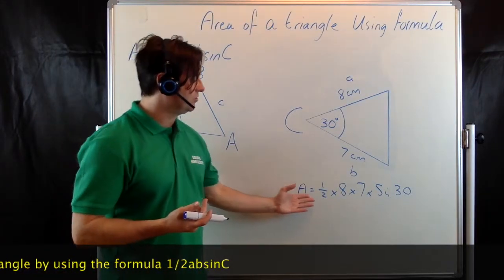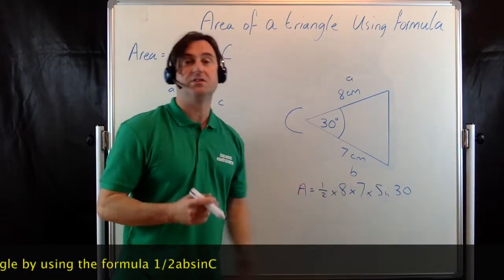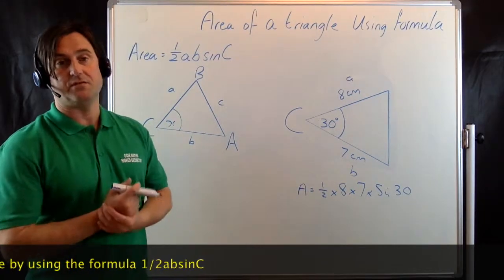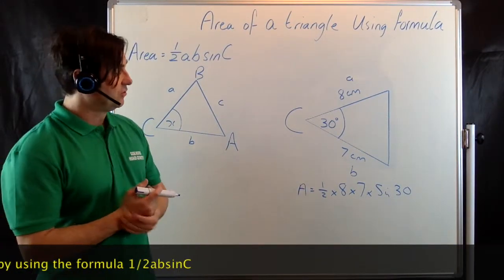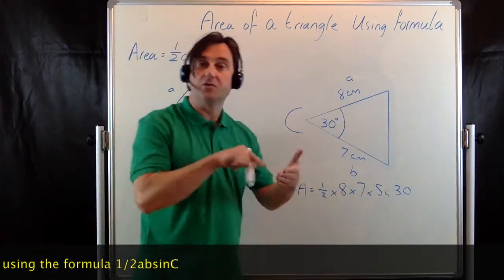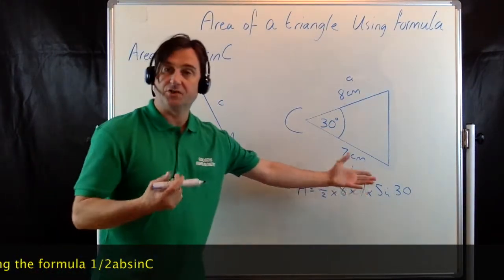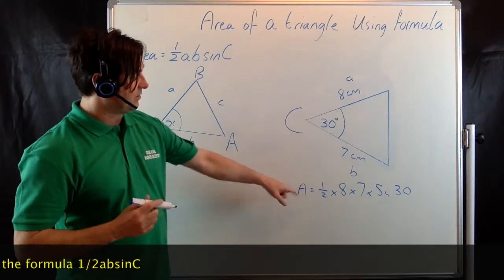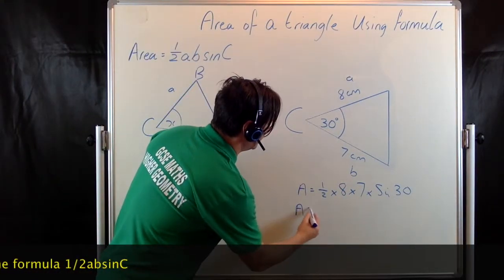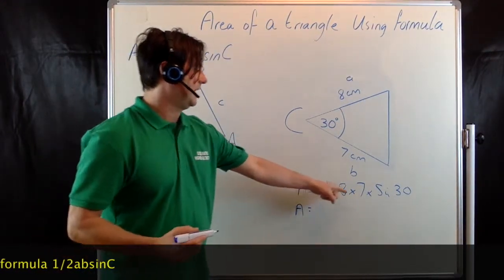In actual fact, you could just at this stage type this all into your calculator and that will give you the correct answer. General rule is if it's all on one line, you can just type it into the calculator as it is. I'm going to work this out for you to show you how we build up the answer. So area is going to equal 1/2 times 8 times 7.